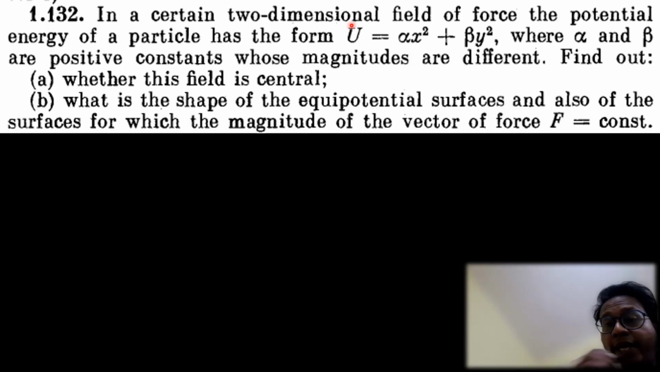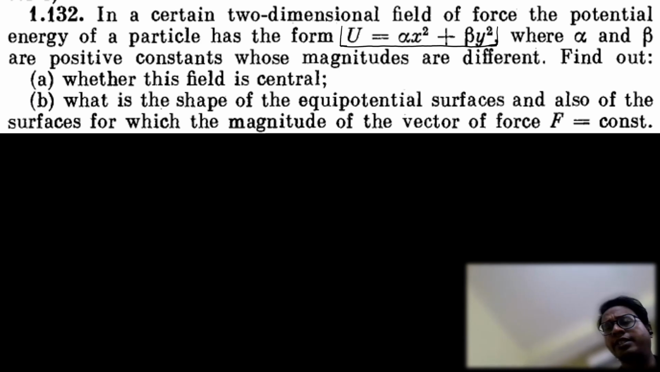Pay attention to this question. This question is very conceptual in nature. Here the potential energy is given as alpha x square plus beta y square. So how is this potential energy different from the potential energy given in the last question?